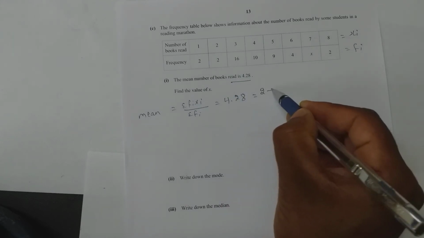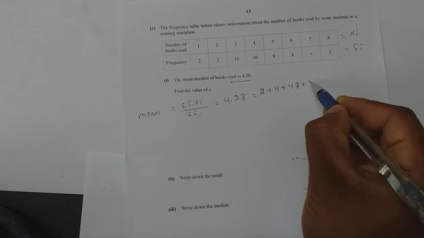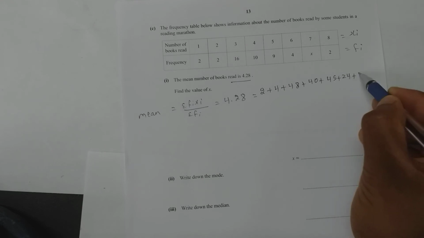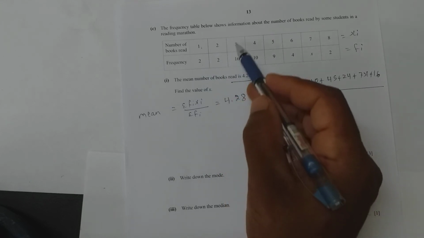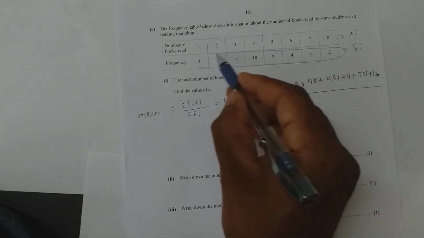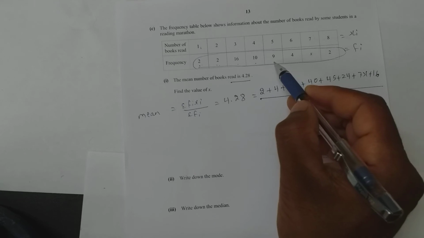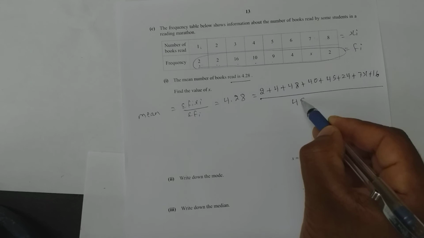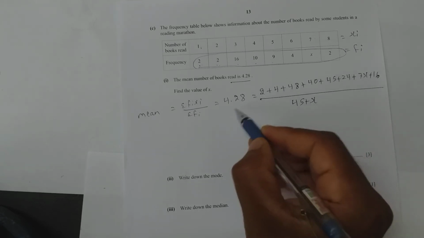So 1 into 2, 2, plus 2 into 2, 4, plus 3 into 16, 48, plus 4 into 10, 40, plus 5 into 9, 45, plus 6 into 4, 24, plus 7x plus 16. Did you understand? 1 into 2 plus 2 into 2, all this I have written, divided by the sum of all this. So how much do I get? 2 plus 2, 4, plus 16 is 20, plus 10, 30, 39, 43, 45 plus x, equal to this much. From this I can get the value of x.